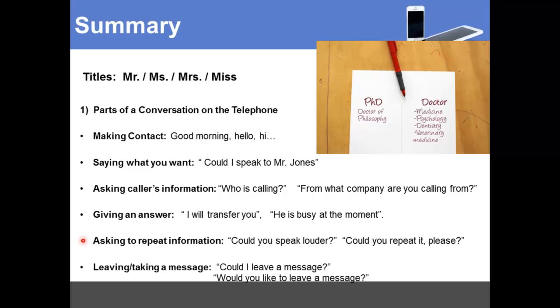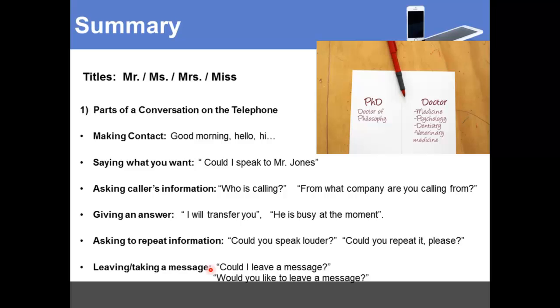Asking to repeat the information. Could you speak louder? Could you repeat it, please? And finally, leaving or taking a message. Taking a message sería que tú tomaras el mensaje. Leaving a message sería dejar un mensaje. Could I leave a message? ¿Puedo dejar un mensaje? Would you like to leave a message? ¿Le gustaría dejar un mensaje?